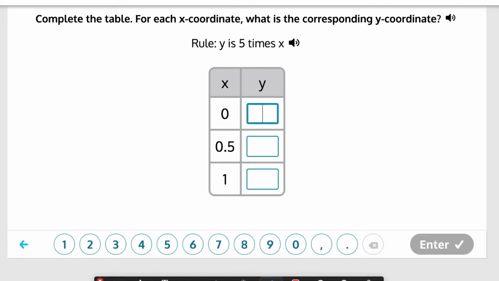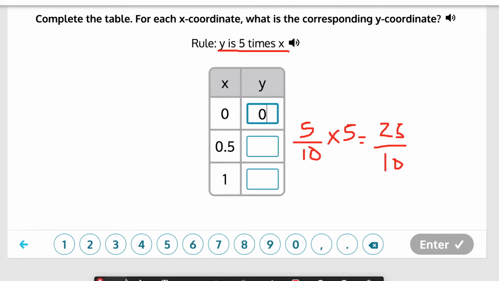So now we know that y is 5 times x. So let's figure out the y-coordinates for these given x-coordinates. So when x is 0, y is 5 times 0, which is still 0. When x is 0.5 or 5/10, y is 5 times that. So I'm going to use a fraction to help me solve. I'm going to rewrite the 5/10 as 5 over 10 times 5, and I get 25/10 or 2.5. And when 1 is x, y is 5 times that. So y would be 5. Yay!